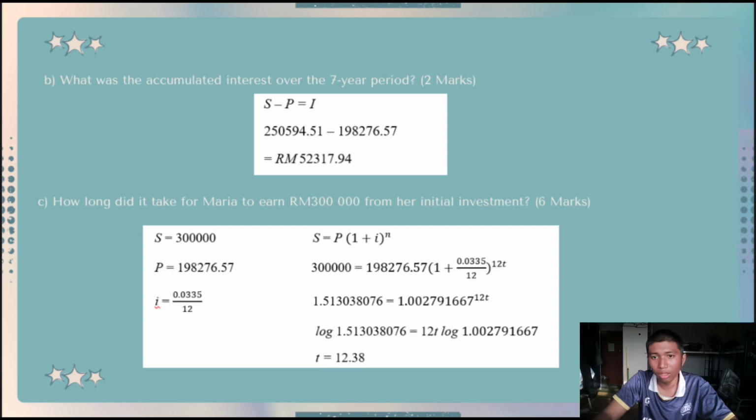And then for C, how long did it take for Maria to earn 300,000 ringgit from her initial investment? 6 marks. So list down the information. S is 300,000, P is 198,276.57, i is 0.0235 over 12. And then we need to use the formula S equals P bracket 1 plus i bracket power of n, because we need to find the T from n equals MT. So we just substitute the given information into the formula. And when it comes to the power, we need to use log. And then you get the final answer, T equals 12.38.